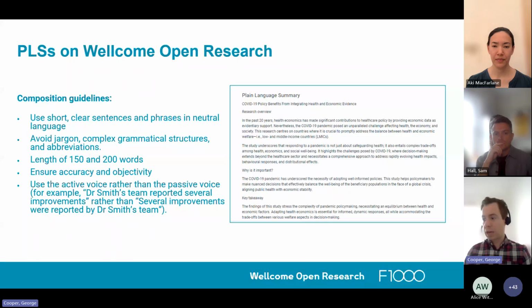Ensure that the plain language summary accurately reflects the information in your article, the data that you've presented. Again, avoid providing opinions about the research or about the findings that can be considered misleading or misrepresentative. And try to use the active voice throughout rather than the passive voice. So, for example, you could say Dr. Smith's team reported several improvements instead of several improvements were reported by Dr. Smith's team, which is perhaps a little clunky and a little less direct as well.